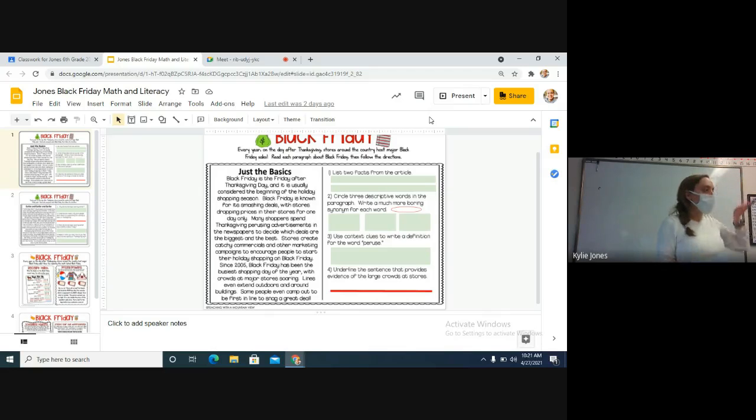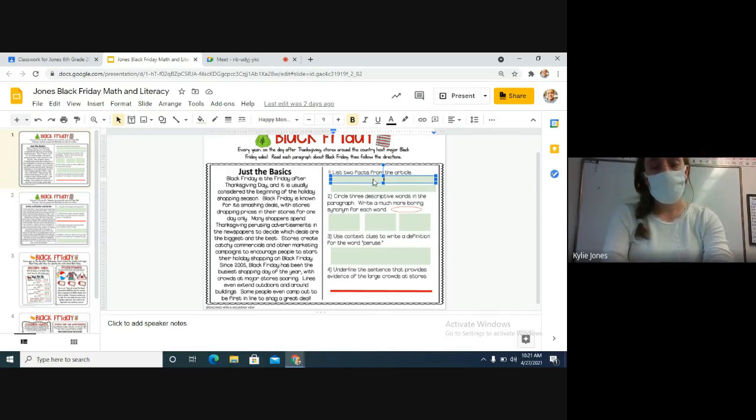Good. A fact is a very solid statement. There is evidence to support it. You can't argue it one way or another. But an opinion is just how somebody feels about something. Everybody might have a different opinion. So, who can give me one fact from the article that we just read? Charlie, give me a fact.